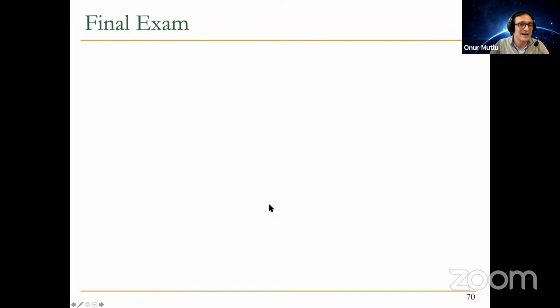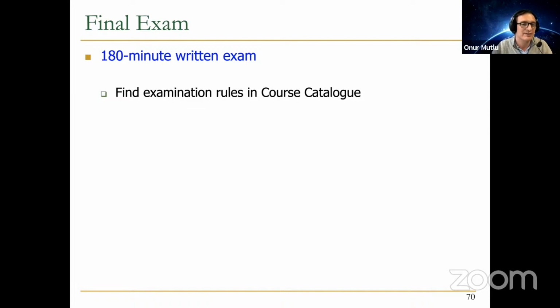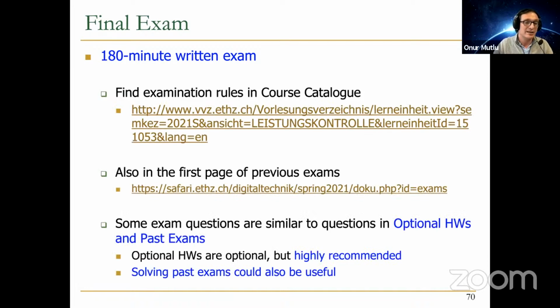Okay, so let's talk about the final exam. Unfortunately, there's a lot of emphasis on the final exam since it has to be at least 70% of the grade. It's a 3-hour written exam, and you can find examination rules in the course catalog. And also, we have all the previous exams on our course website. Exam questions are going to be sometimes similar to questions in optional homeworks and past exams, but that's not necessary. So optional homeworks are actually optional, but they're highly recommended, essentially. And I also say solving past exams could be helpful. And we're going to talk more about this toward the end of this course.